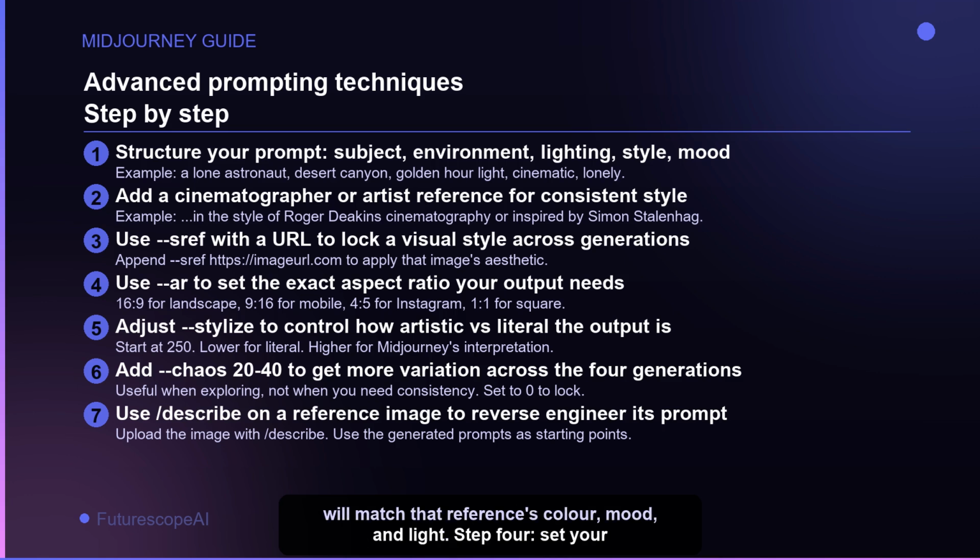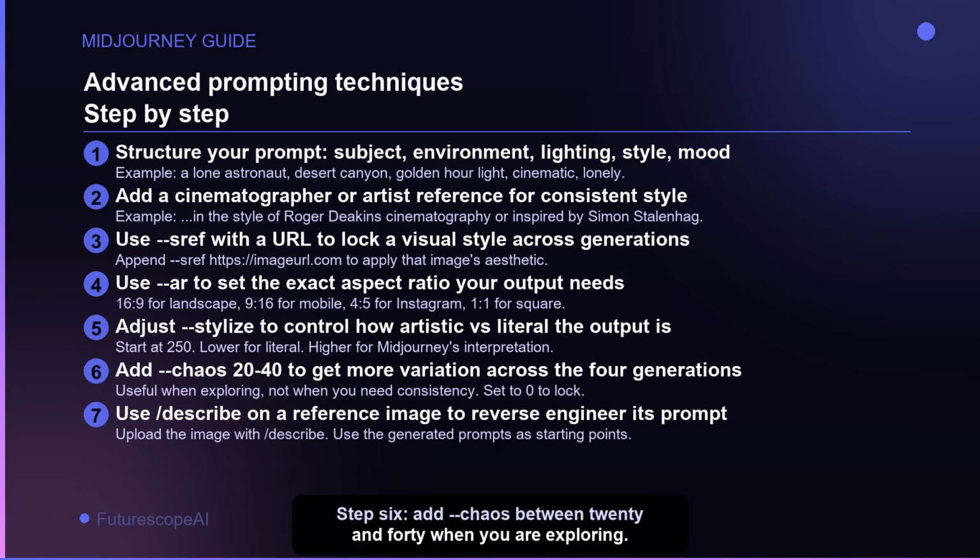Step 4. Set your aspect ratio with AR before you generate. Setting it after means regenerating. Set it first. Step 5. Adjust stylize. 250 is a good starting point. Lower values follow your prompt more literally. Higher values let Midjourney interpret more freely.